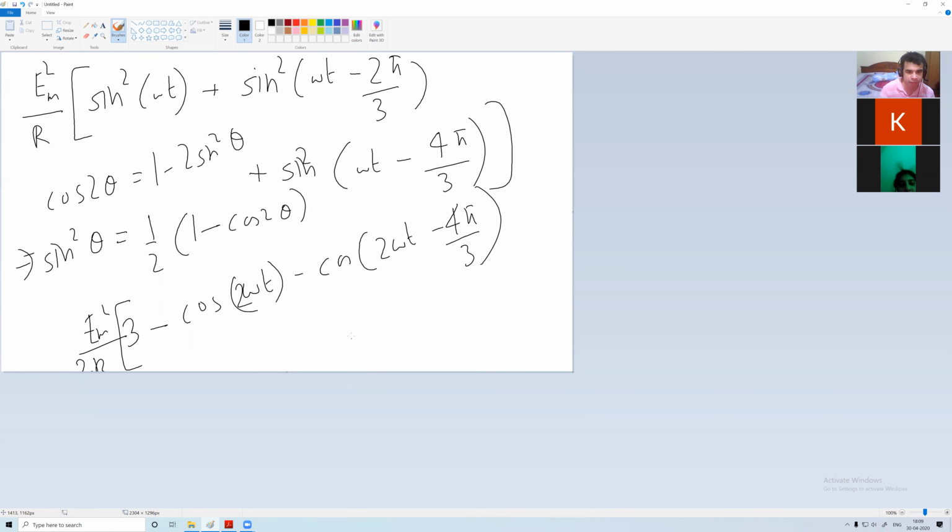Note that I have not done any averaging whatsoever. Minus cos 2 omega t minus 8 pi by 3. Is it okay? Now, can you simplify this for me? What happens now? Can you simplify this for me?